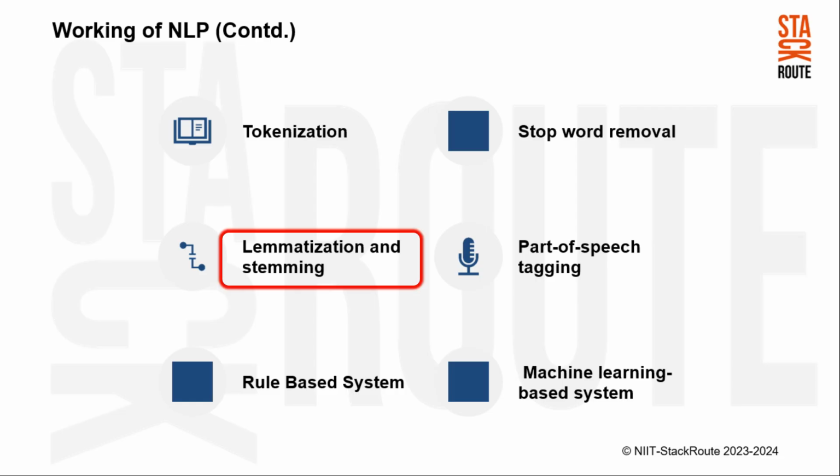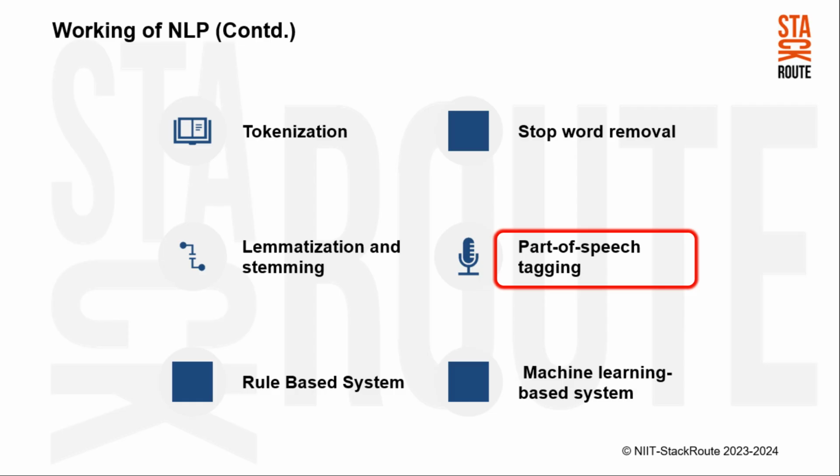Lemmatization and stemming. This is when words are reduced to their root forms to process. Part of speech tagging. This is when words are marked based on the part of speech they are, such as nouns, verbs, and adjectives. Once the data has been pre-processed, an algorithm is developed to process it.